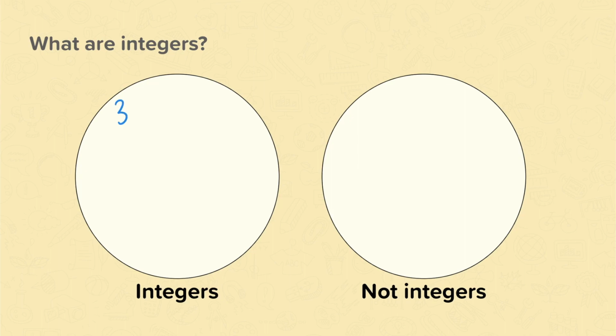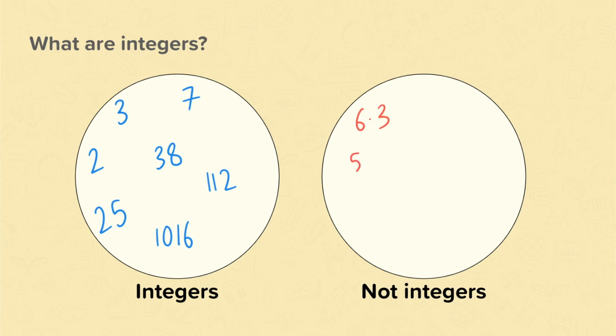3, 7, 2, 25, 38, 112, 1016. Now, here are some examples of numbers that are not integers.